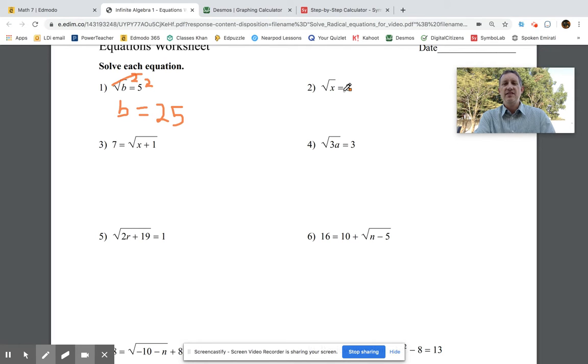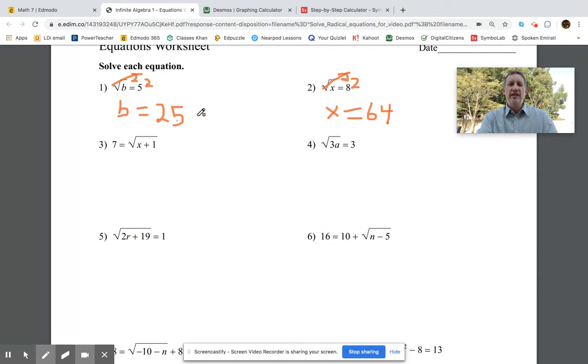Okay, so look at this one here. The square root of x equals 8. How would you do that? Square both sides. Let's cancel out. And x is going to equal what? It's going to equal 64. Good. Or 8 squared. I hope you've learned your perfect squares at this point.